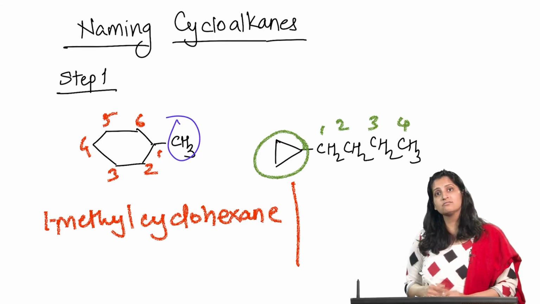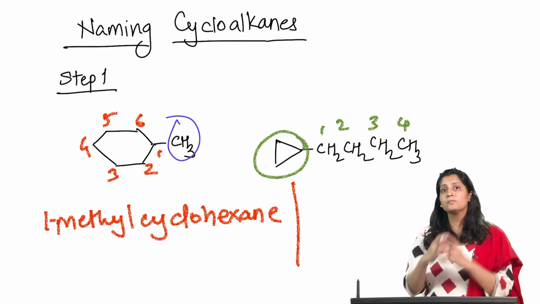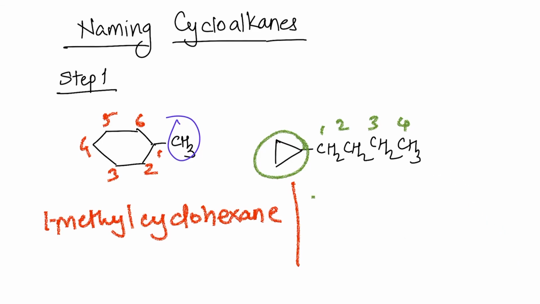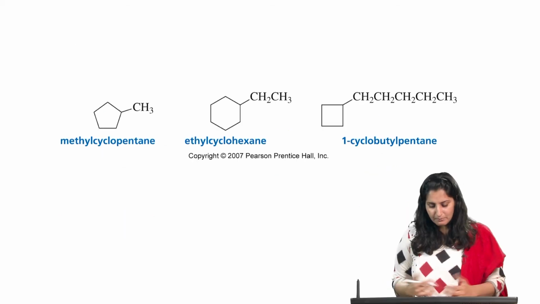So, in this case this will be named as 1-cyclopropylbutane. Okay. So, in this case our parent becomes the butane, and it will be 1-cyclopropylbutane. So, I have some more examples here.